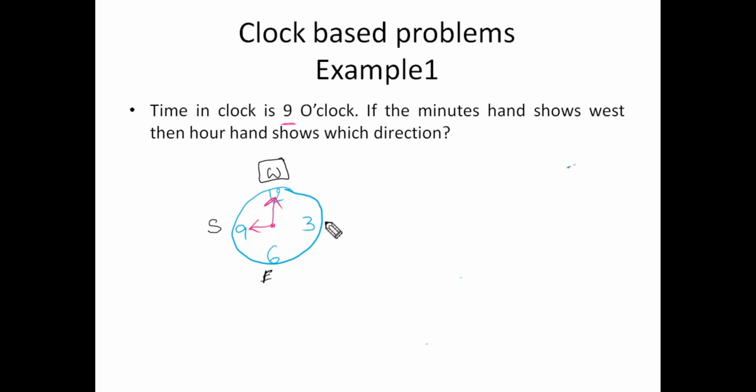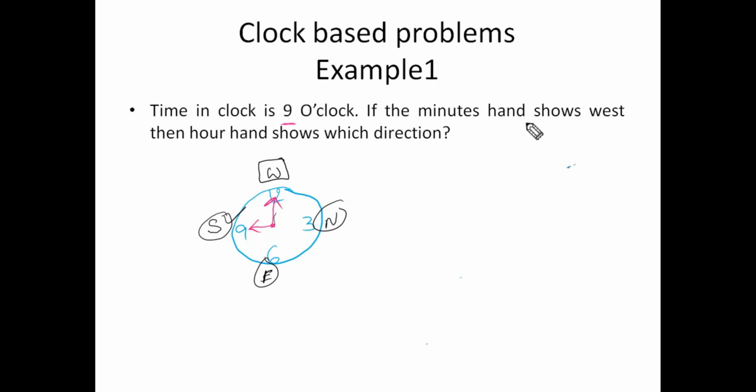West right side is north. Actually, we don't need these two positions. So simply this point is enough. Yes, exactly at 9 o'clock. If the minute hand is pointing towards west, our hand will point towards south. And this is our question.